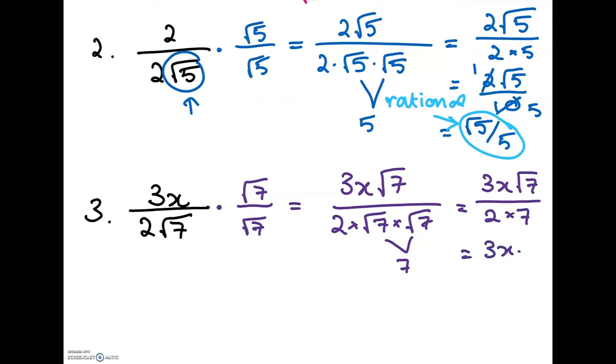So this will then simplify into 14 in the denominator, and this will be your final rationalized form, 3x times square root of 7 over 14.